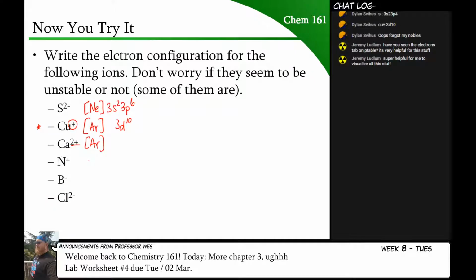All right, let's do nitrogen. So nitrogen is 1s2, 2s2, 2p3. There we go. Now we have to plus it. So that means that this 3 becomes a 2. So let's just neaten that up here. There you go.